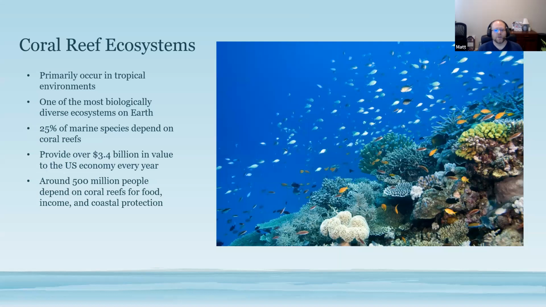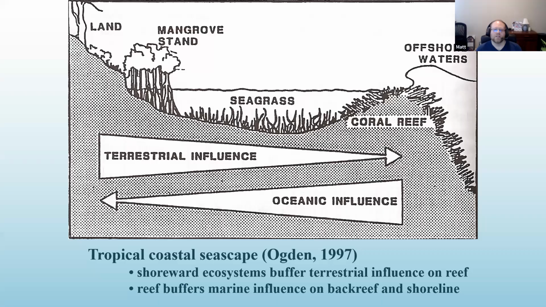Around 500 million people worldwide depend on coral reefs for food, income, and coastal protection. This is an image here showing how coral reefs help to provide a buffer between waves and the shore. So it can help to reduce the impact that hurricanes have on the land.